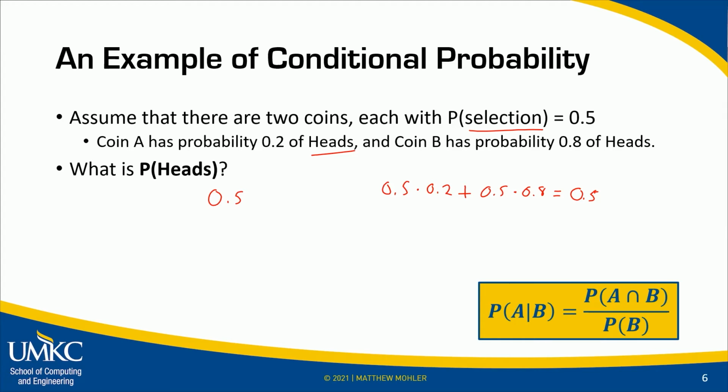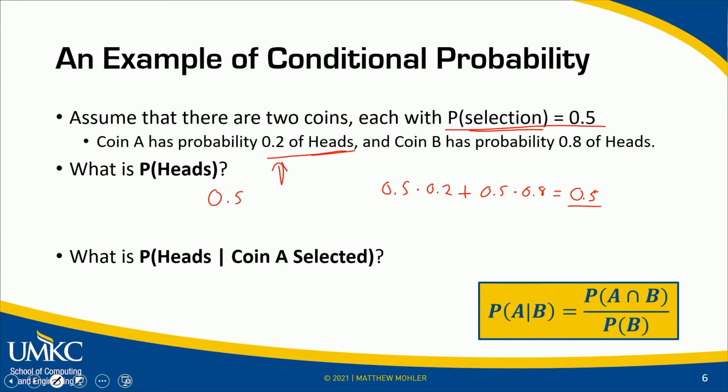Now, the point of conditional probability is that we can use new knowledge to influence our ultimate decision, to influence our models, our probabilities, our expectations. So the question we might say is, hey, what's the probability of heads if we've already selected coin A? Well, we have that information already. It's just 0.2. So this right here is just a way of showing that new information can directly influence our model.